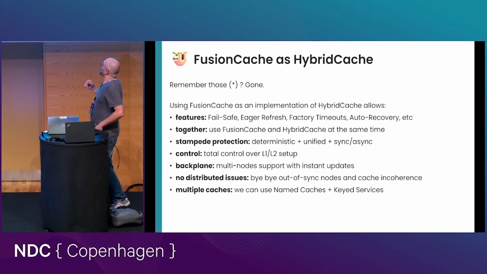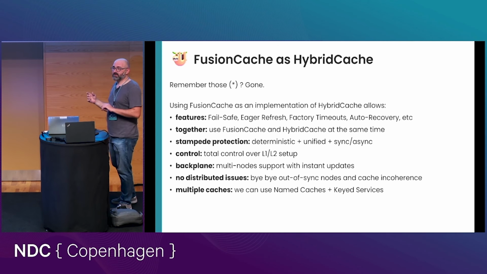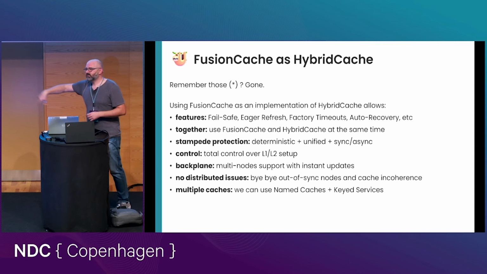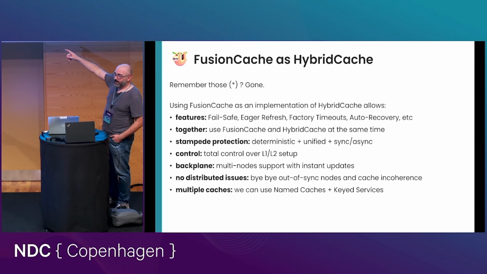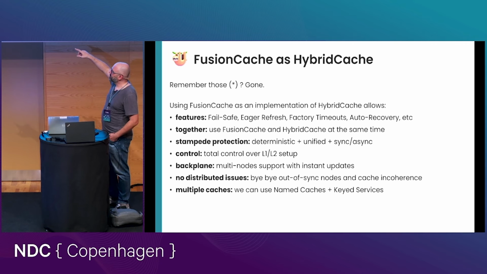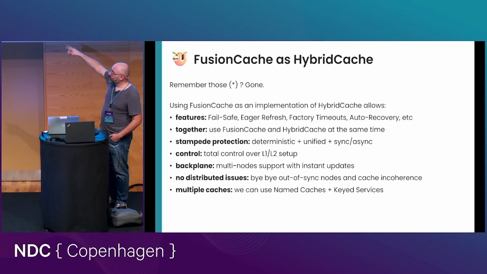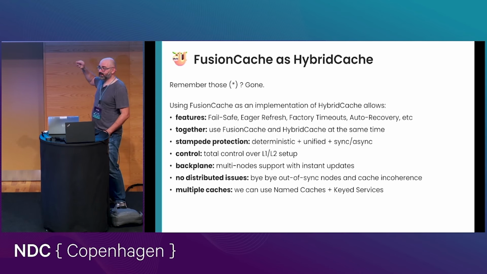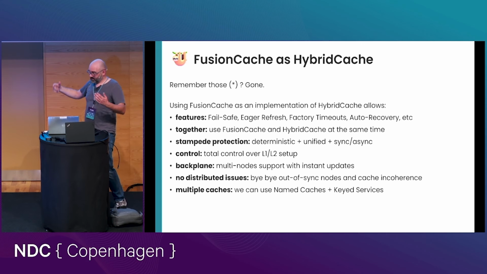This is really cool. We have total control over L1 and L2, because as we saw before, we can do dot WithDistributedCache, WithBackplane, blah, blah, blah, and the registration for the adapter is the one by FusionCache, so we have total control. And then at the end, we just say, oh, by the way, this FusionCache instance exposes that also as a HybridCache implementation. We have the backplane, so multi-node support with instant updates, and therefore no distributed issues, bye-bye out of sync, cache coherence. And we even support multiple caches, because FusionCache supports multiple named caches, and it supports that even as a HybridCache implementation, which HybridCache, the implementation by Microsoft, does not support, so I think it's pretty cool.